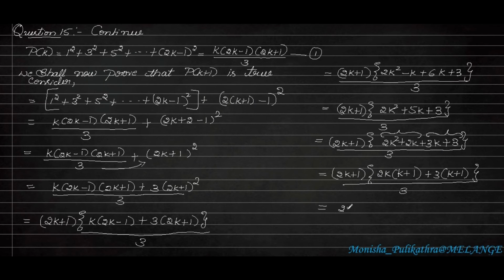So here 2k plus 1. So here k plus 1 is common. So I can take k plus 1 and remaining is 2k plus 3, divided by 3.